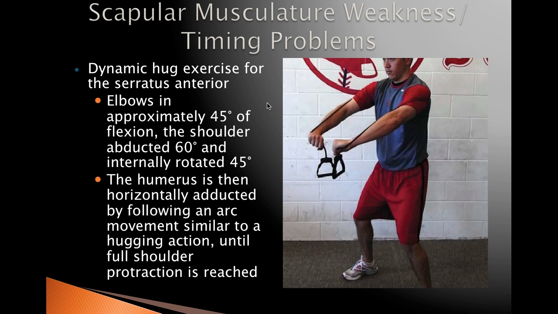And here we see the dynamic hug. Okay, you have a thera tubing. Your elbows are bent at about 45 degrees, shoulder abducted about 60 degrees, internally rotated, and then you're just doing a full big hug, like you're hugging your favorite person, your wife or your grandma or your kids. Think of them as really fat, but you're still hugging them. And still you get the full shoulder protraction.